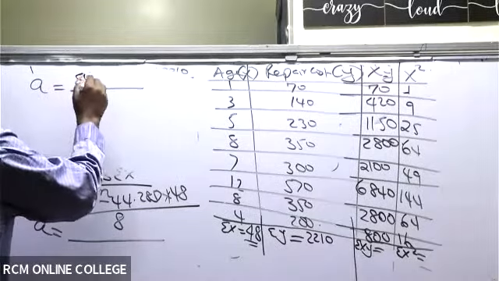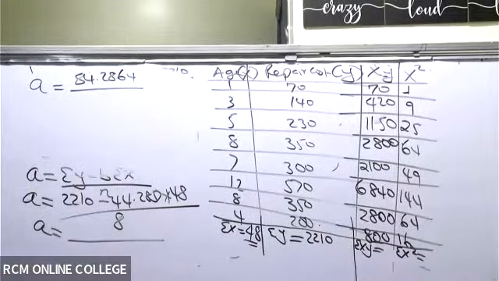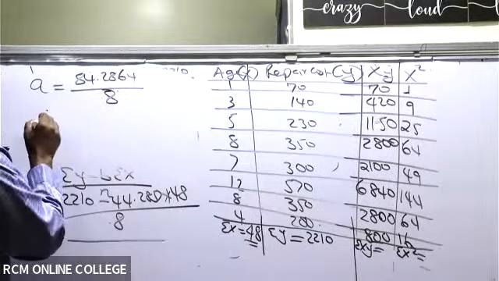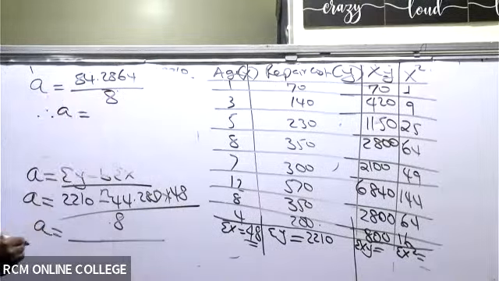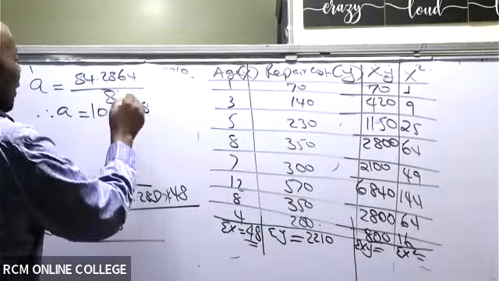84.2864. So that's from Kevin. Divided by N now, which is 8. So can you kindly give me the value of A? Is there somebody who can now give me the value of A? Yeah, 10.5358, like that.